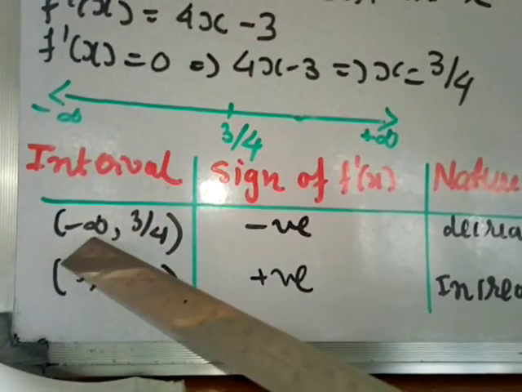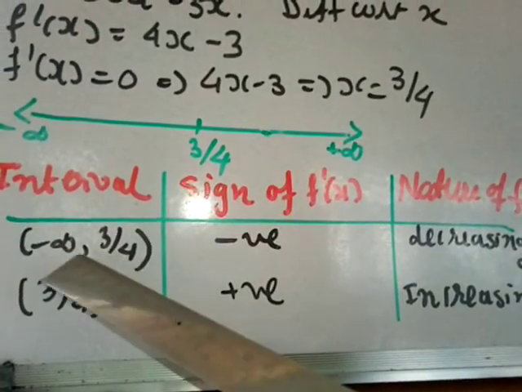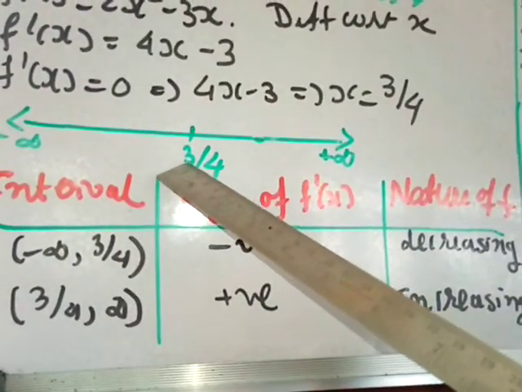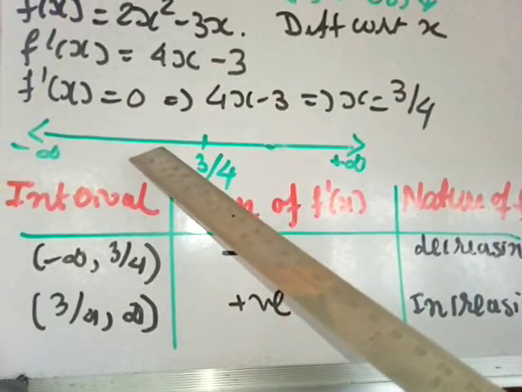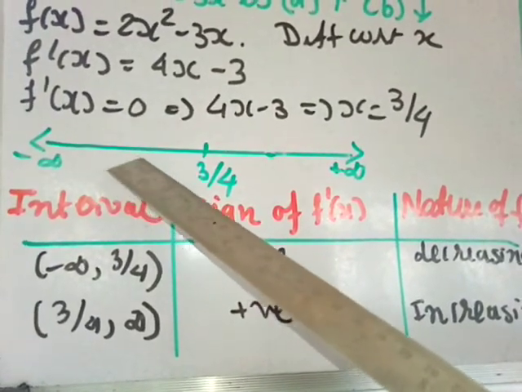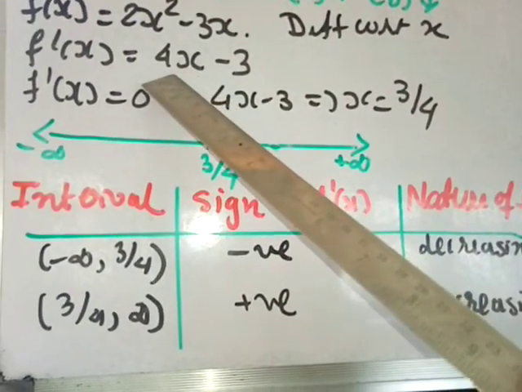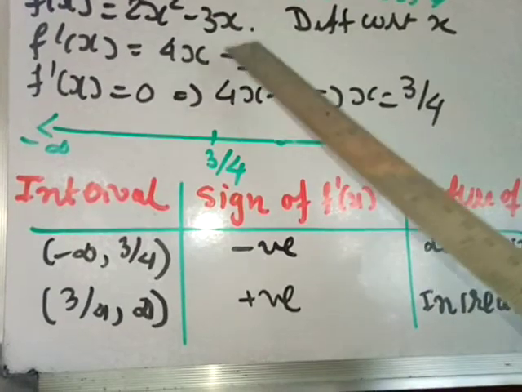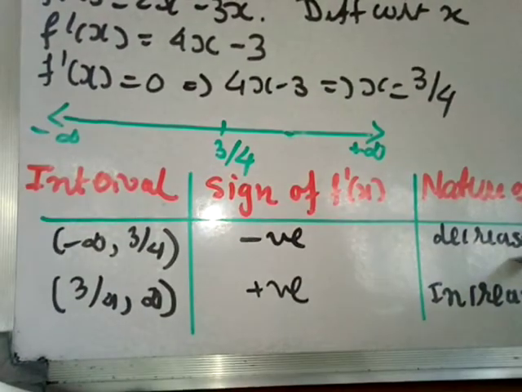So I will take one value in this interval, minus infinity to 3 by 4. This value is something less than 0 point something, so I'll take some negative value. Let us say minus 1. So you put minus 1 here, 4 into minus 1, so minus 4 minus 3, the answer is negative. So I get a negative answer. If f dash is negative, then it is a decreasing function.